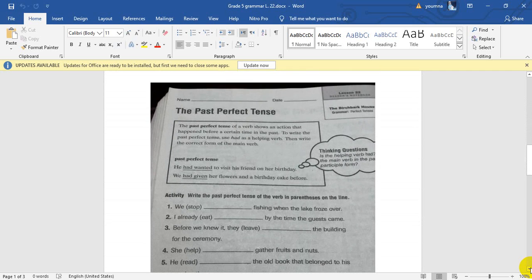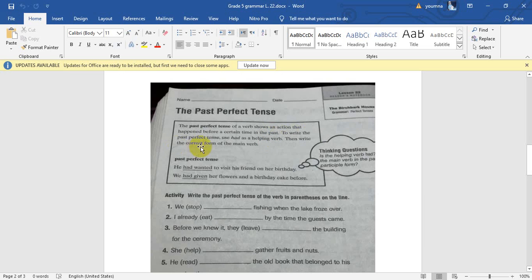We are going to take another form of the perfect tense, which is the past perfect tense. When can we use it? The past perfect tense of a verb shows an action, a verb, that happened before a certain time in the past. Like you have two actions, okay? The one that happened first is going to be in the past perfect. The second one will be in the past simple. So the oldest action is going to be in the past perfect tense.